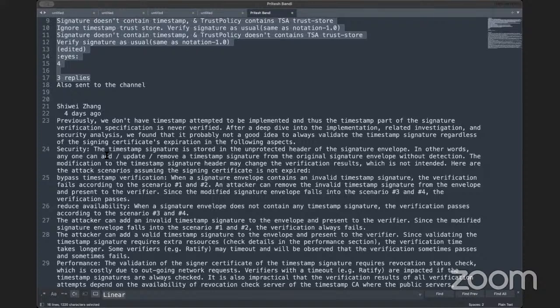The first point was around security. The point says that an attacker or an adversary can go and modify and strip out the timestamp signature because they are stored as unsigned artifacts, which may lead to lower availability of the verification operation. I would say yes, that is true. But if the registry is compromised, the attacker can anyway cause failure of signature verification. Yes, Shiva, you have your hand raised.